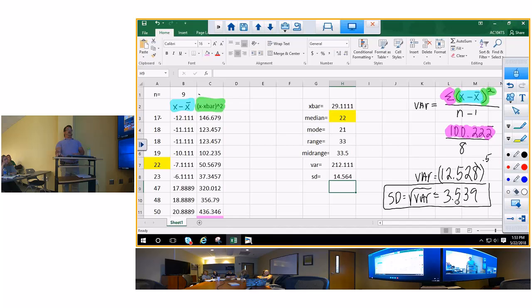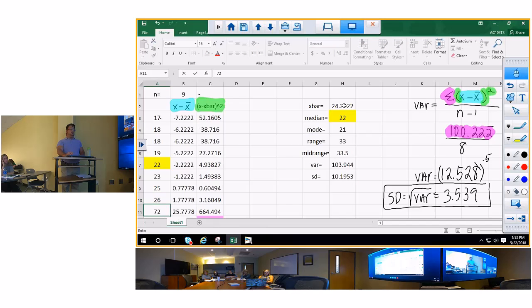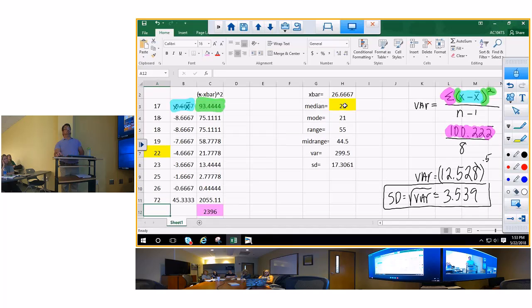It was 3.5. That's pretty tight. Now it's what? 14.5. Well, it jumped up because of these three numbers right here. Well, let's say we got 24, 25, 26, and 72. Like old grandma. Look what the standard deviation did then.